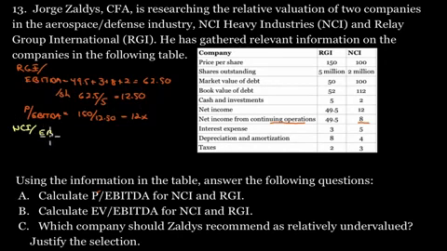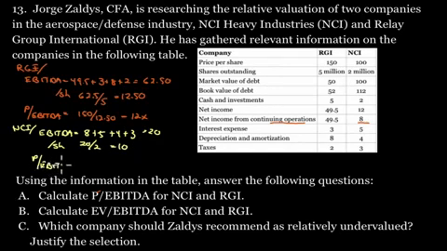Let's do it for NCI now. NCI's EBITDA is, we're going to start with the 8, we're going to add the 5, the 4, and the 3, and that'll give us 20. And then we need it per share, so we'll take the 20 and divide by, how many shares do we have here? We have 2 million, which is 10. So our price to EBITDA, in this case, what's our price? 100 divided by the 10 equals 10 times. So RGI is selling for 12 times its EBITDA. NCI is selling for only 10 times its EBITDA.